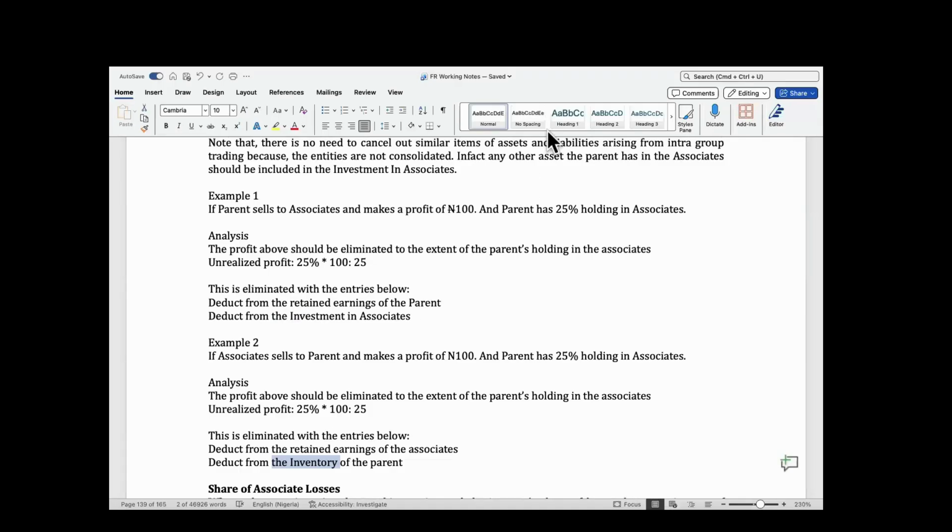Okay, Mustafa. Yes, sir. I want to ask, are we also assuming here that those goods are still in inventory and that is what makes it unrealized profit, or it doesn't matter? It matters. So we are assuming that they are still in inventory. If they are sold like this, you assume it's still unsold. If they have sold it out, then the profit becomes realized. Okay, thank you.